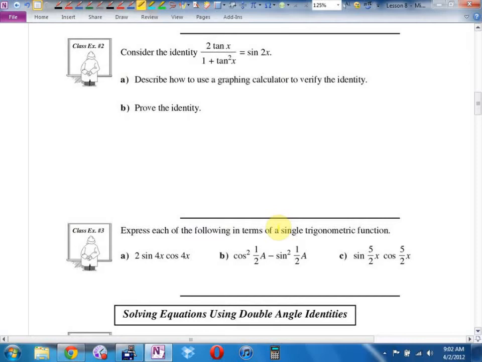Well, that wouldn't be that tough. I would graph this as left side, graph this as right side, and Joel, if when I hit graph only one graph appeared, I'd know they were both the same graph. We're not going to prove things that way. Instead, we're going to do B. So A, B, we're going to prove this.